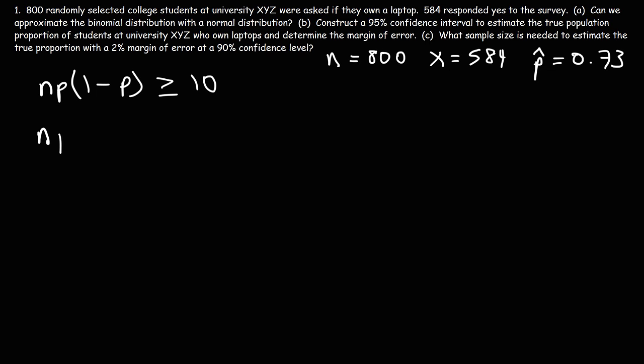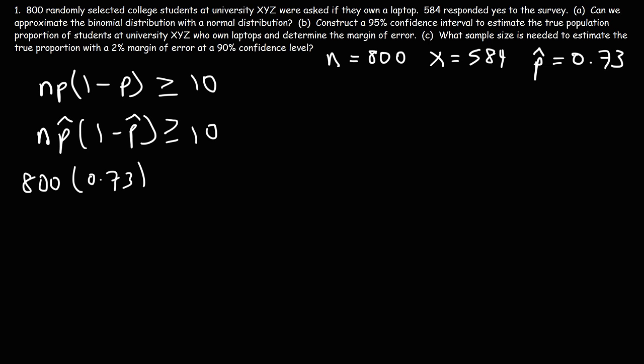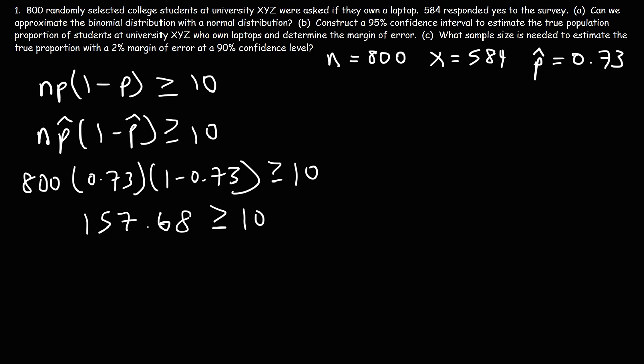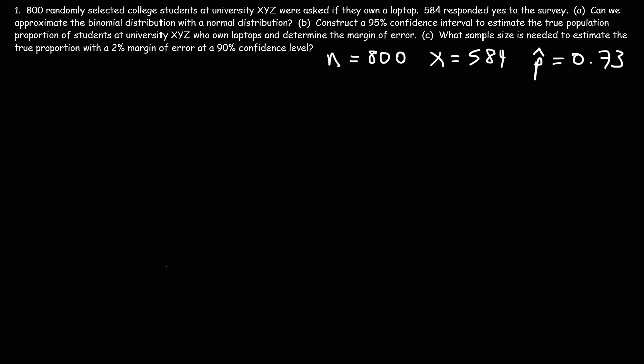So now let's use the formula. Instead of p, we're going to write p hat. So n is 800, p hat is 0.73, and then it's 1 minus p hat. Now let's see if that's greater than 10. So 800 times 0.73 times 0.27, that's going to be 157.68. And so that is certainly greater than 10. So this distribution can be approximated by a normal distribution.